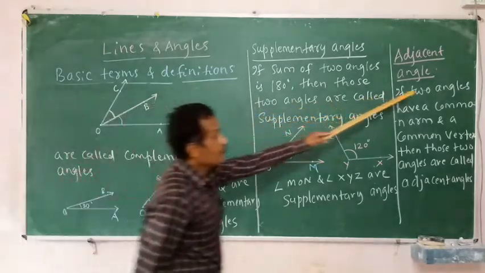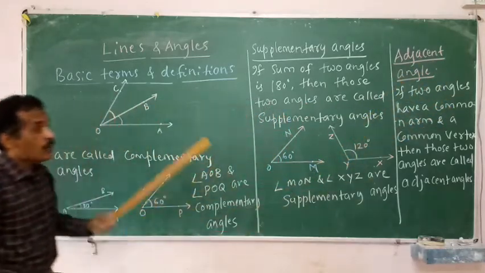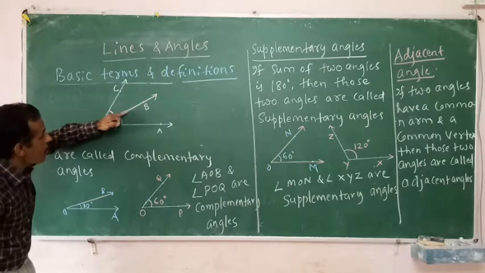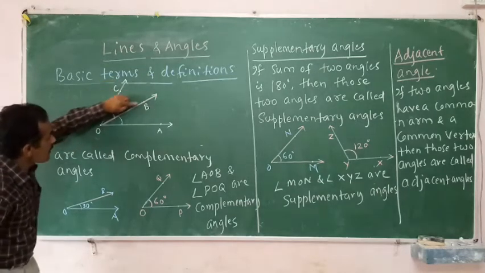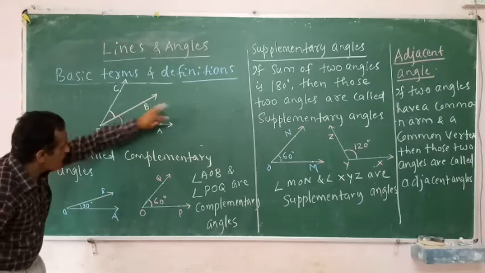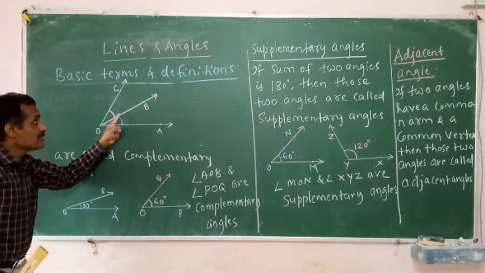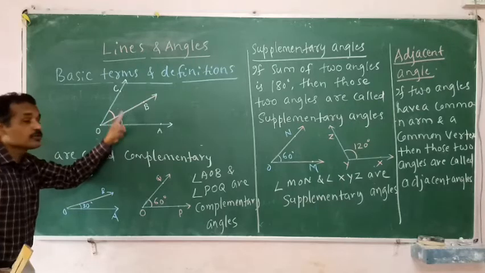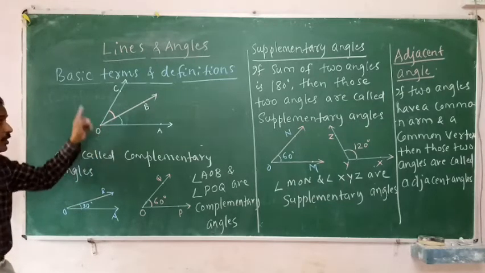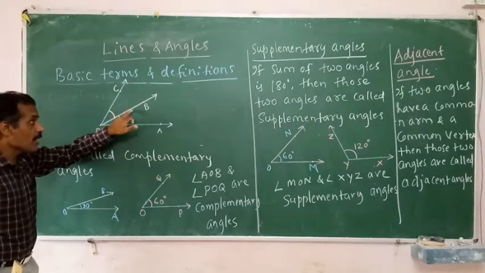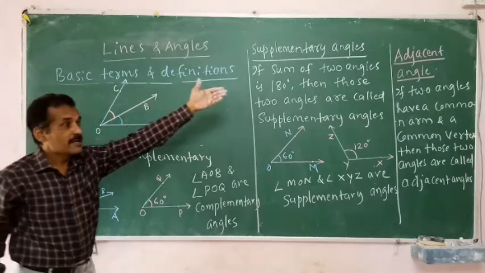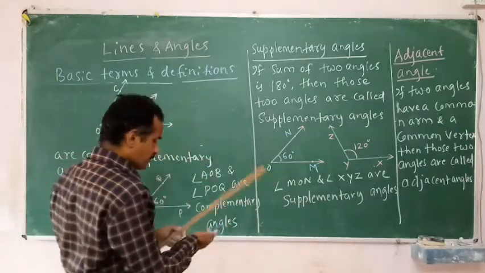Look at these two angles. What do they say? If two angles have a common vertex and a common arm, see, this is the common arm. These are the two arms for the first angle. These are the two arms for the second angle. And this is the common arm for both the angles. And this is the common vertex also. So, two angles are having the common arm and a common vertex. Then those two angles are called adjacent angles.